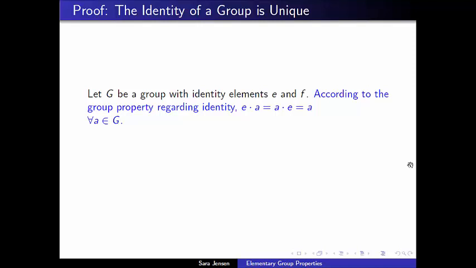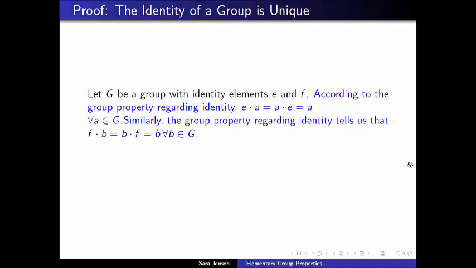So we made this statement about what we knew about E. A very natural next step is to write down what we know about F, not playing favorites with E. Similarly, our group property regarding the identity tells us that F dot B should be equal to B dot F, which should be equal to B for all elements B in our group.